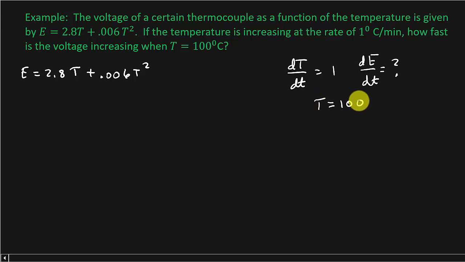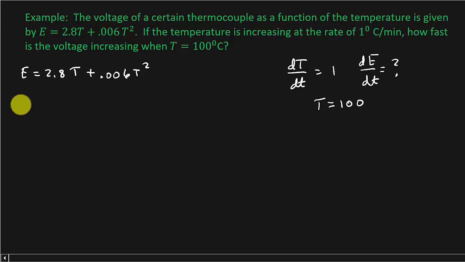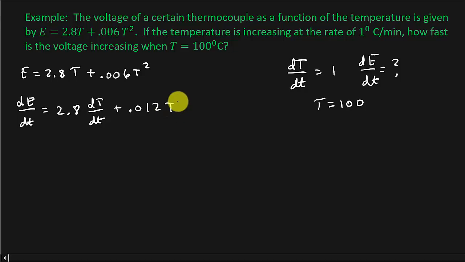So all we have to do here is take the derivative of this with respect to time. We get dE/dt is equal to 2.8 dT/dt, plus, let's see, what is that? 0.012, I believe. Let me double check to make sure I get it right. Yep. T times dT/dt. All right, so there's our derivative.